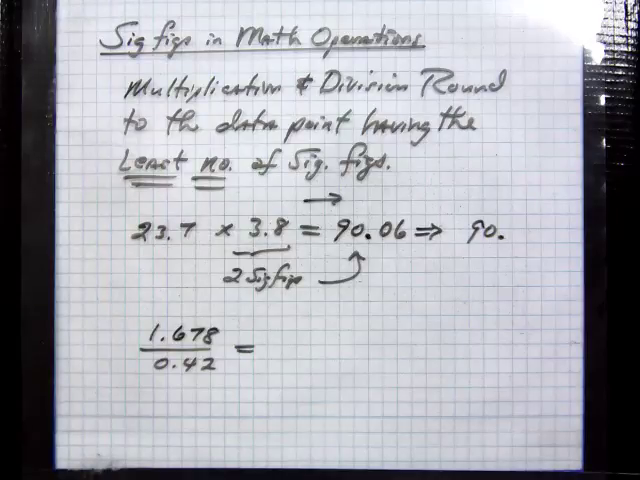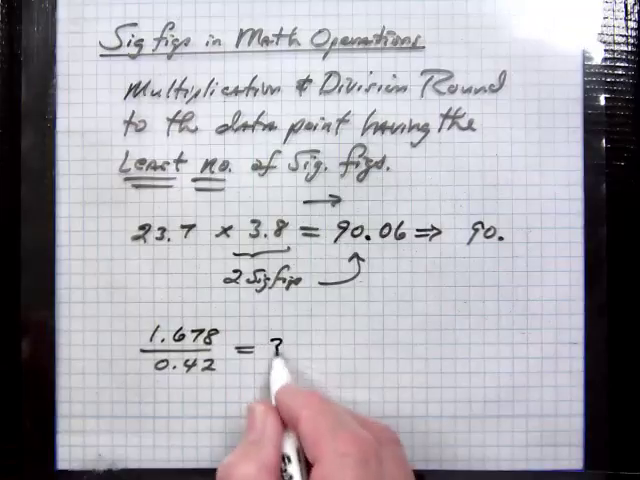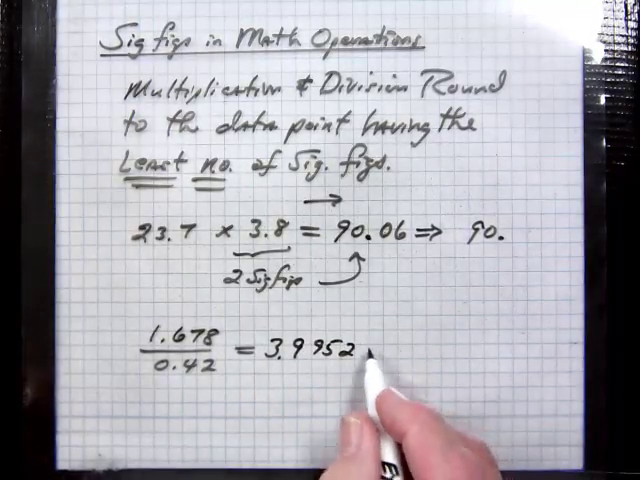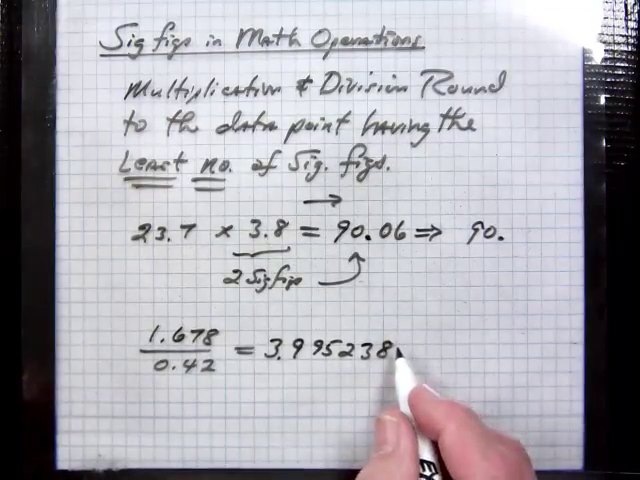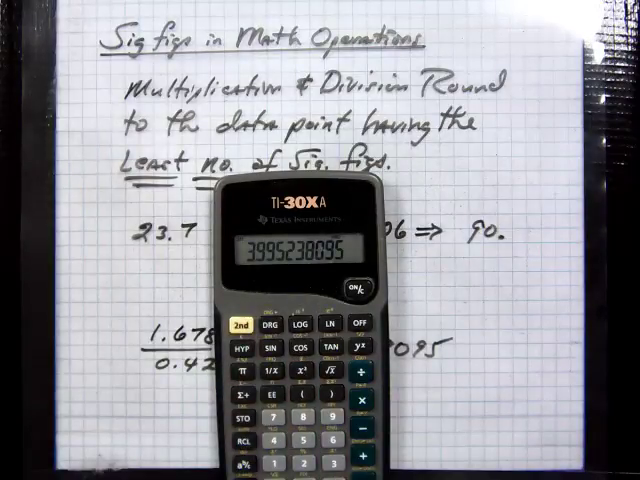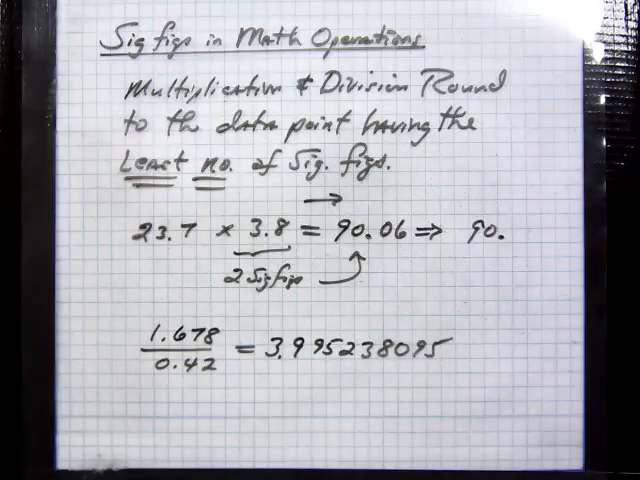Okay, this is a ratio of 1.678 divided by 0.42. So I get what I came up with, okay? Calculator answer. Well, obviously that's not the way the answer should be reported.